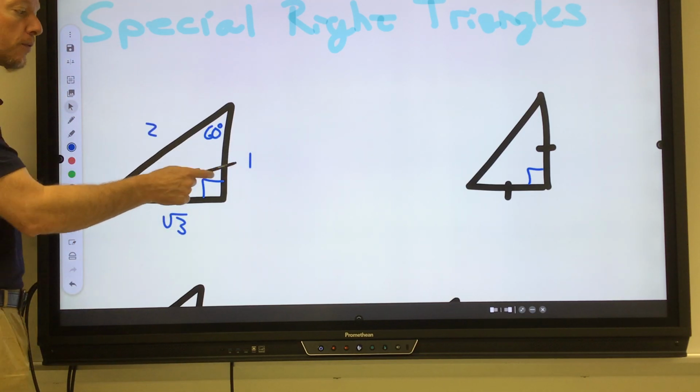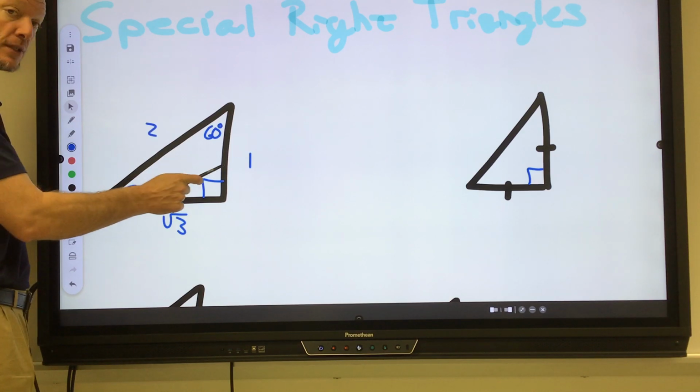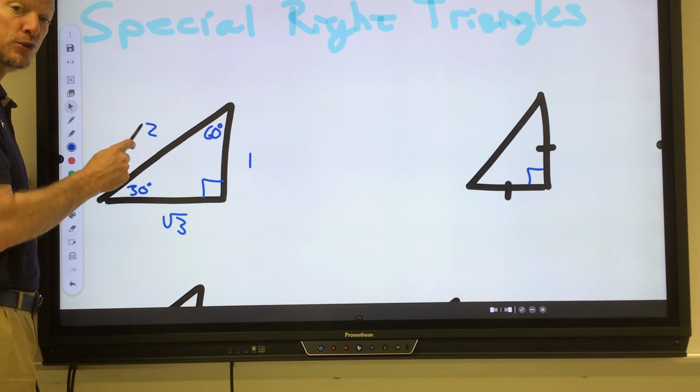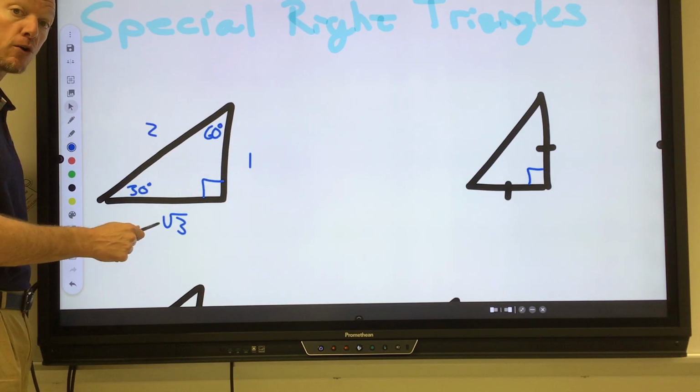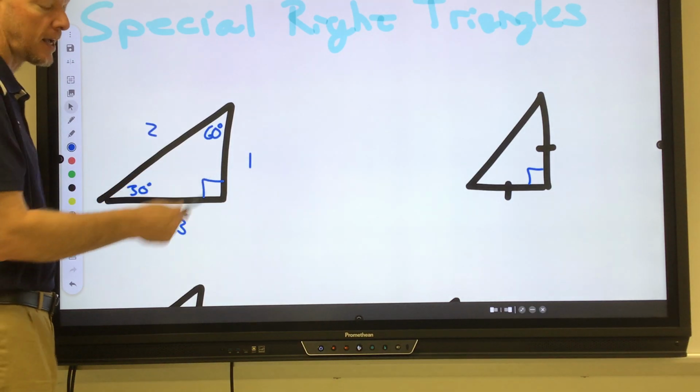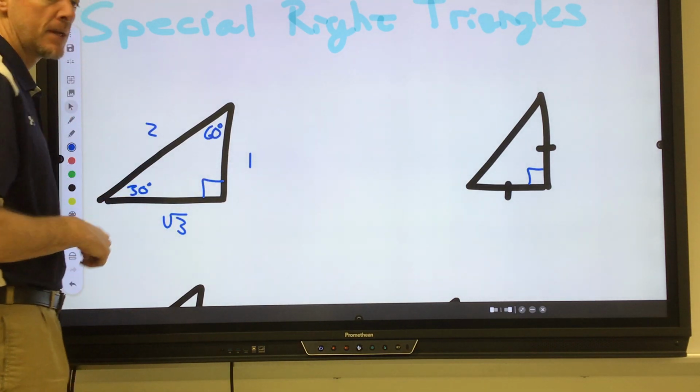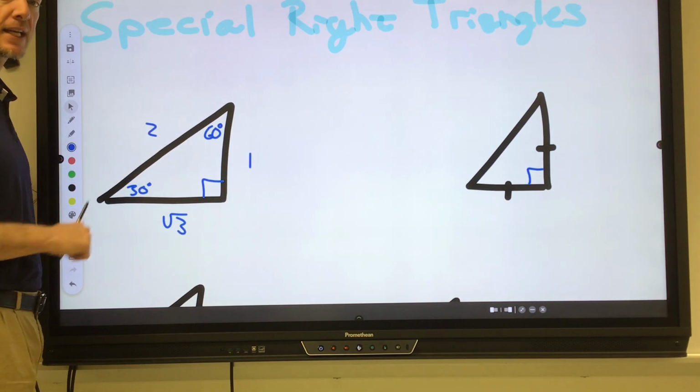Meaning that if we know the small leg, or the side opposite the 30-degree angle, the hypotenuse is twice that size, and the long leg is square root of 3 times that side. Kind of a weird number, but it's that proportion that makes it easy to calculate.